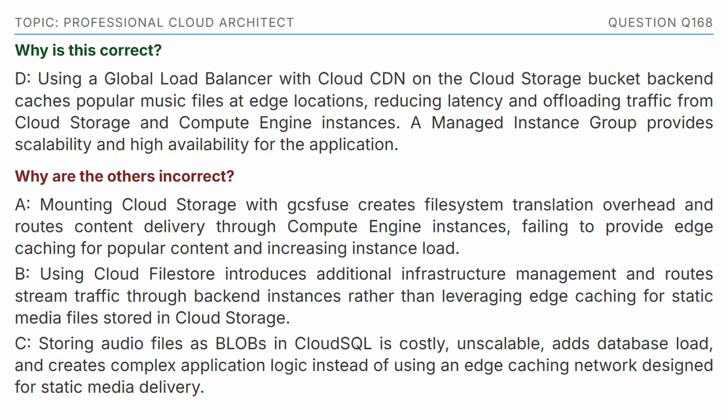Why are the others incorrect? A. Mounting Cloud Storage with FUSE creates file system translation overhead and routes content delivery through Compute Engine instances, failing to provide edge caching for popular content and increasing instance load. B. Using Cloud Filestore introduces additional infrastructure management and routes stream traffic through backend instances rather than leveraging edge caching for static media files stored in Cloud Storage. C. Storing audio files as blobs in Cloud SQL is costly, unscalable, adds database load, and creates complex application logic instead of using an edge caching network designed for static media delivery.